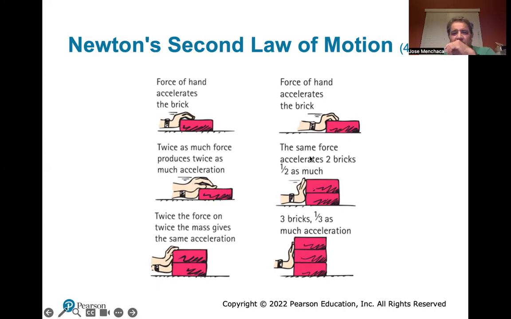Now let's look at this column. The force of the hand accelerates the brick, same as here. The same force accelerates 2 bricks 1/2 as much. Okay, he's still only pushing with 1 hand. 3 bricks, it's 1/3 as much acceleration.